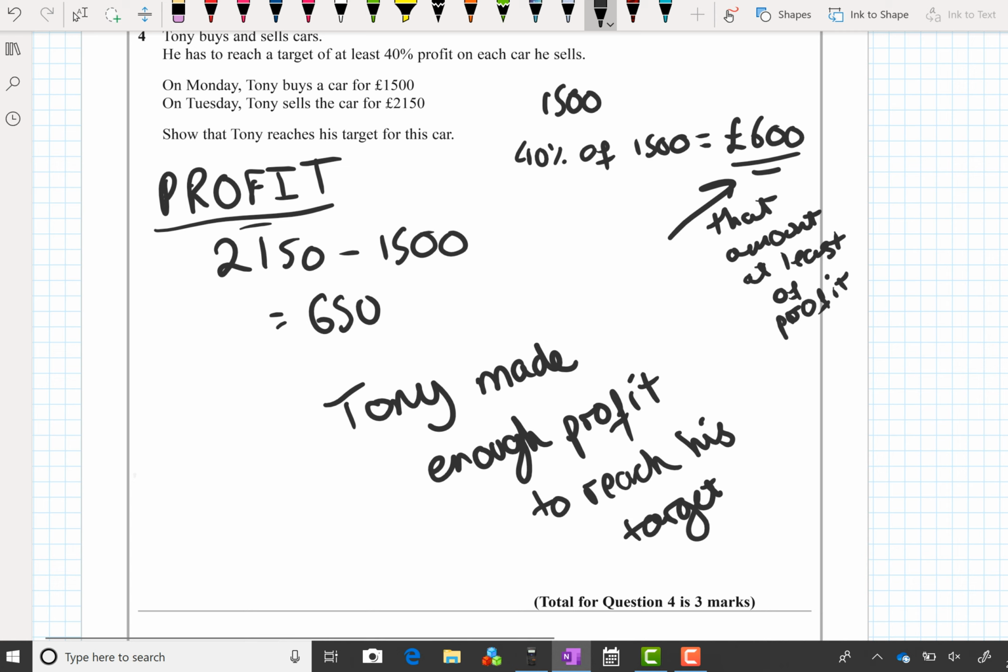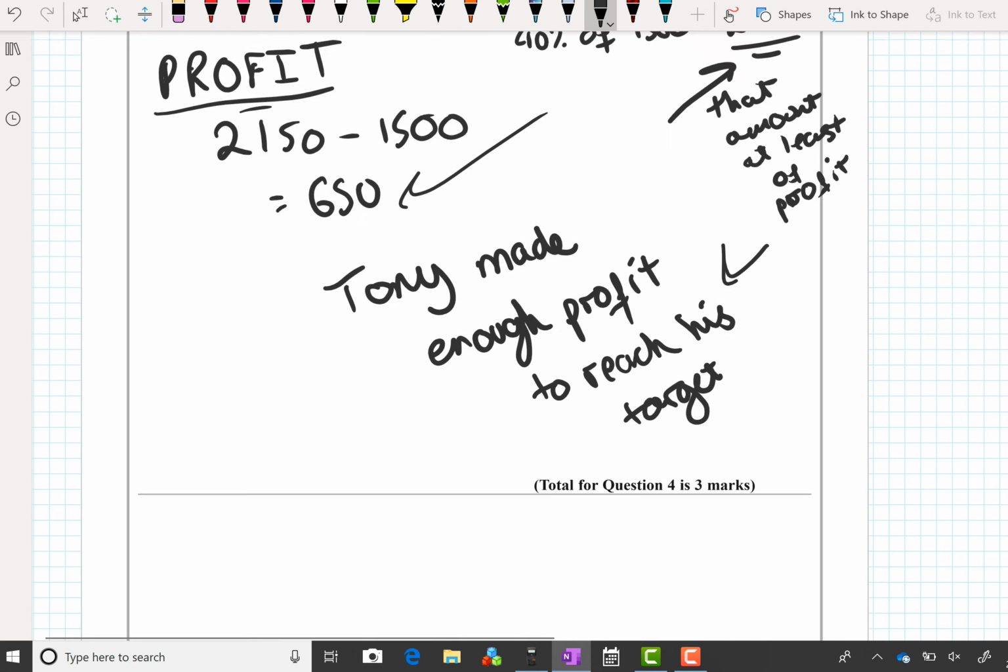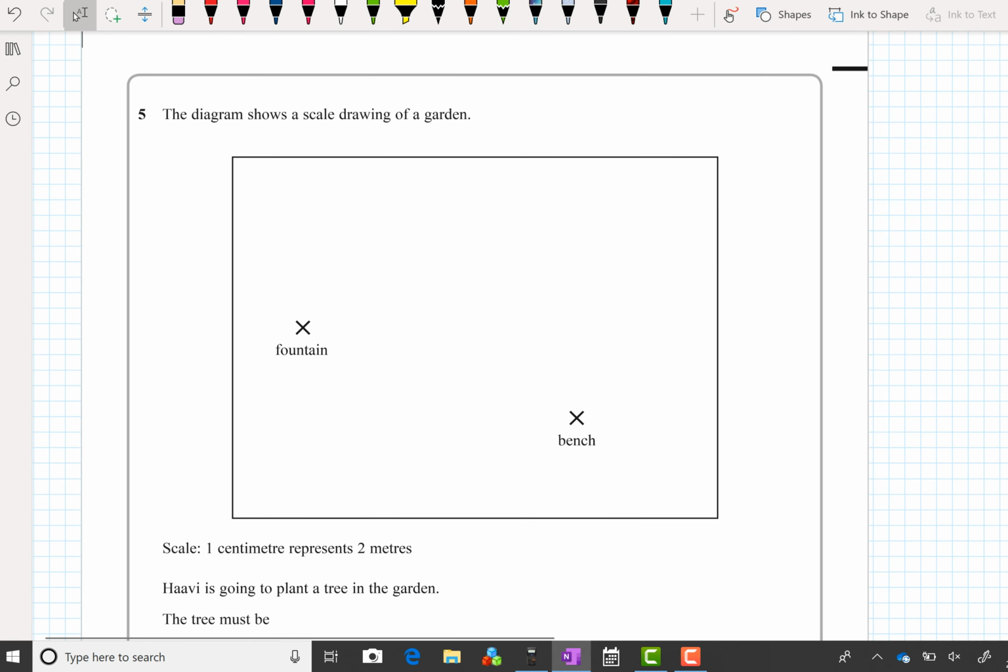3 marks there. I'm guessing 1 mark for calculating the expected minimum profit, 1 mark for calculating the actual profit he made, and 1 mark for making a decision. I can't say that, I haven't looked at the mark scheme, so that's not definitely true, but it's just worth noting that's how it possibly could unfold. It's always nice to think about where you could get your marks.